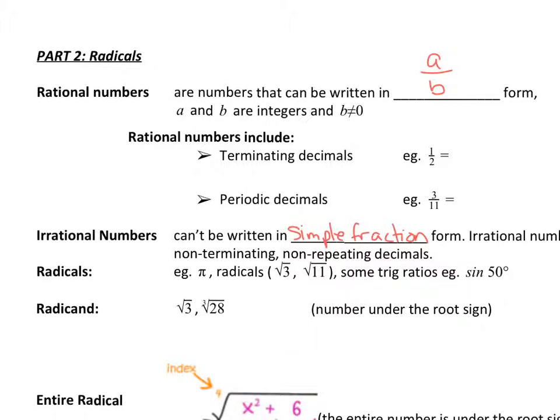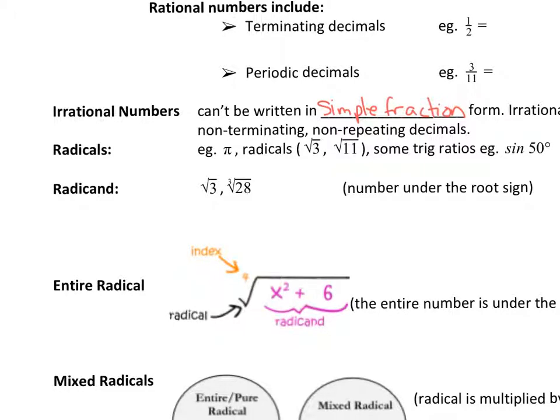And so what we'll need to do is talk about these numbers, which tend to be called radicals. Things like pi, things under square root signs that don't terminate in a round number or a terminal decimal or a periodic decimal. So there are certain elements to radicals. One of those elements is the radicand, and the radicand is what is under the root sign.